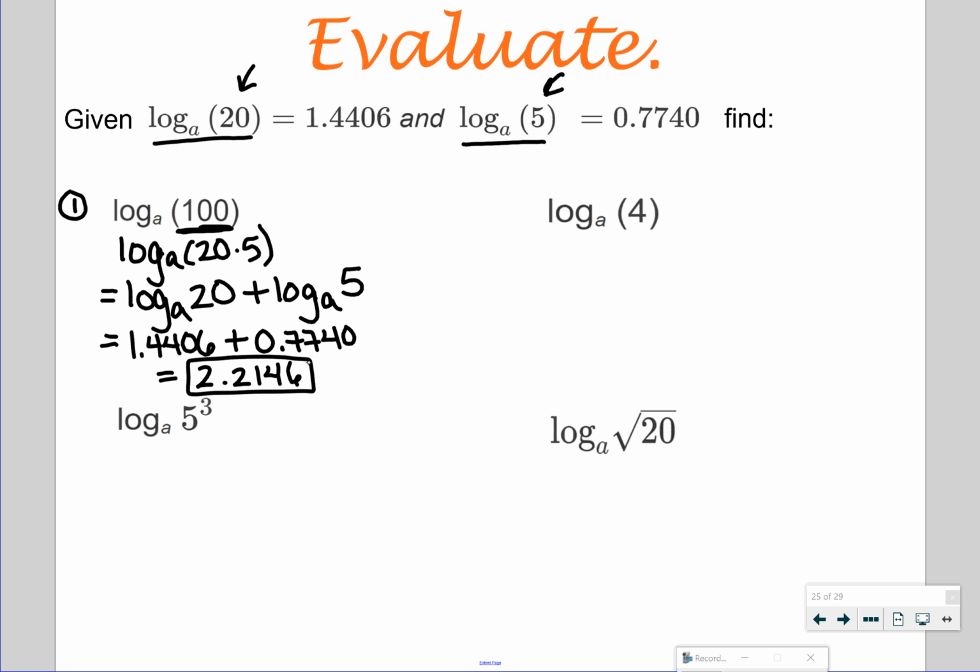Okay. Number 2. I have log base a of 4. Again, we have to figure out how 4 relates to 20 and 5. Well, 4 is the same as 20 divided by 5. And if I can write it as division, I can use my log properties and expand into a subtraction problem.